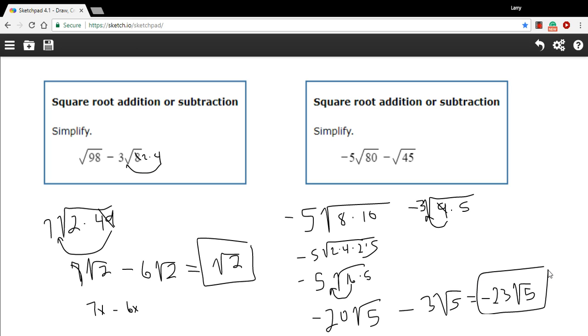So that's a little bit of work with some addition and subtraction square root problems.